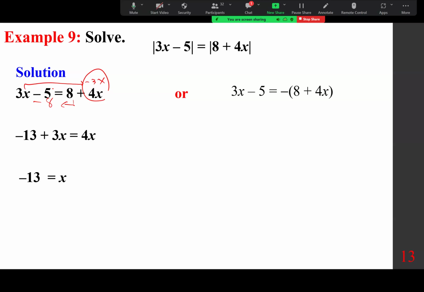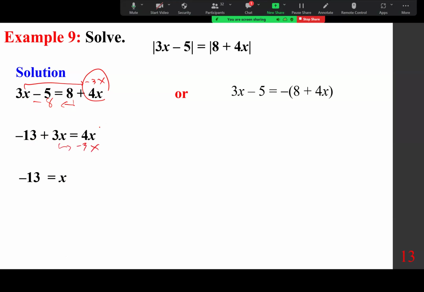I'm assuming everybody knows what I did. I'm going to go over that one more time. Move the 3x here. Negative 3x and 4x is x. Move the 8 here. 8 becomes negative 8 and negative 5 is negative 13. And you're done. It's that simple, everybody. Or you can do it in two shots. Move the 8, you get negative 13. Move the 3x now, if you want to do it in two shots.